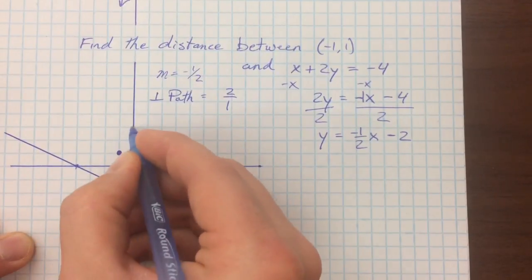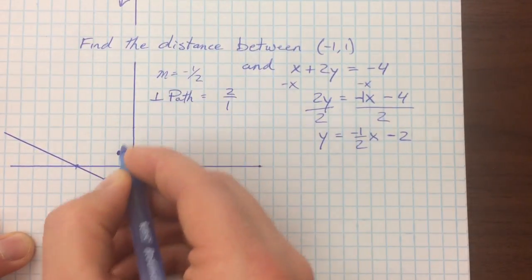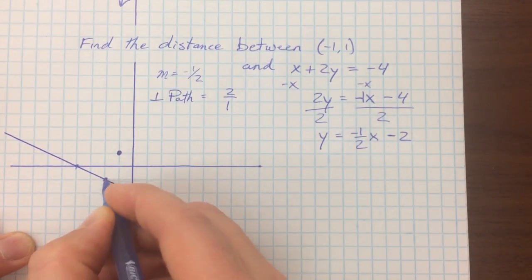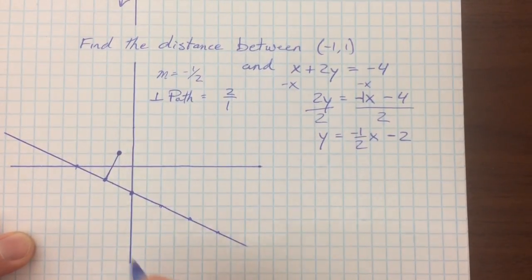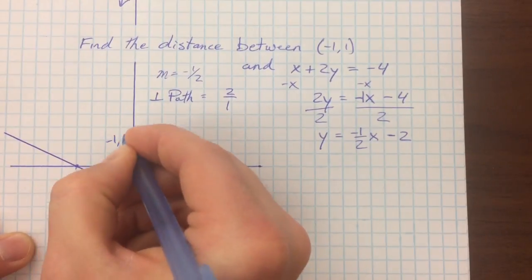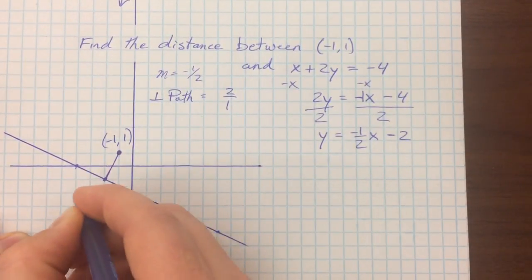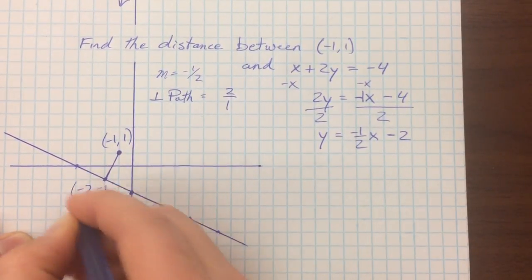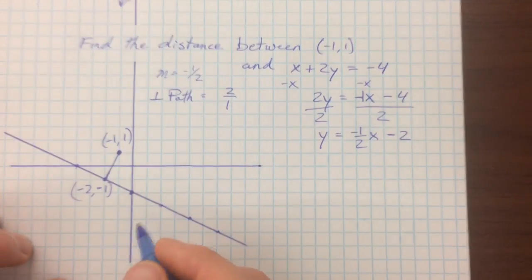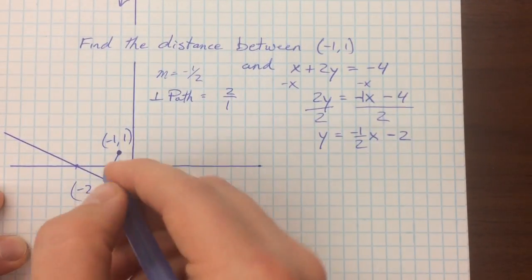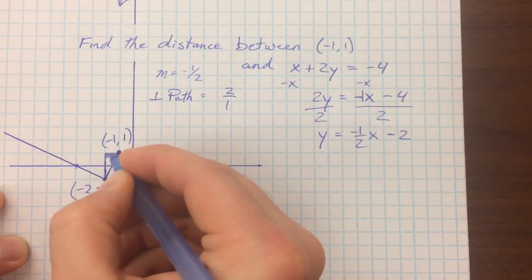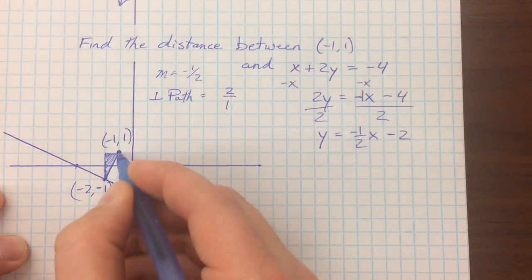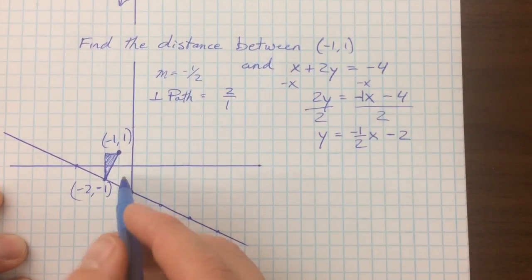So I could go up 2 over 1, but that's going the wrong way. I'm going to go down 2 and to the left 1, and this is the path I'm going to follow to get to the line. I want to know the distance from negative 1, 1 to negative 2, negative 1. I'm going to turn this into a right triangle again. Think rise over run. You could also go down and to the left.